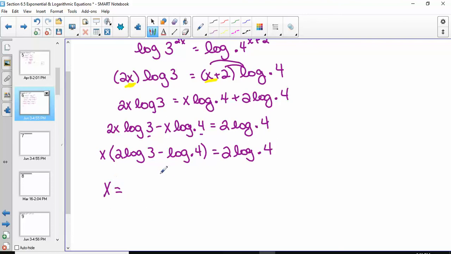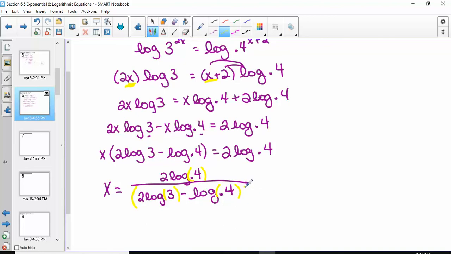X is multiplied with something, so to get x by itself, you divide. So my exact answer with the logs will look like this. If I ask you for a decimal, you have to be very careful when you plug this in. Every time you push the log, it opens a parenthesis, so you do have to close it. You also need a second set for your denominator.